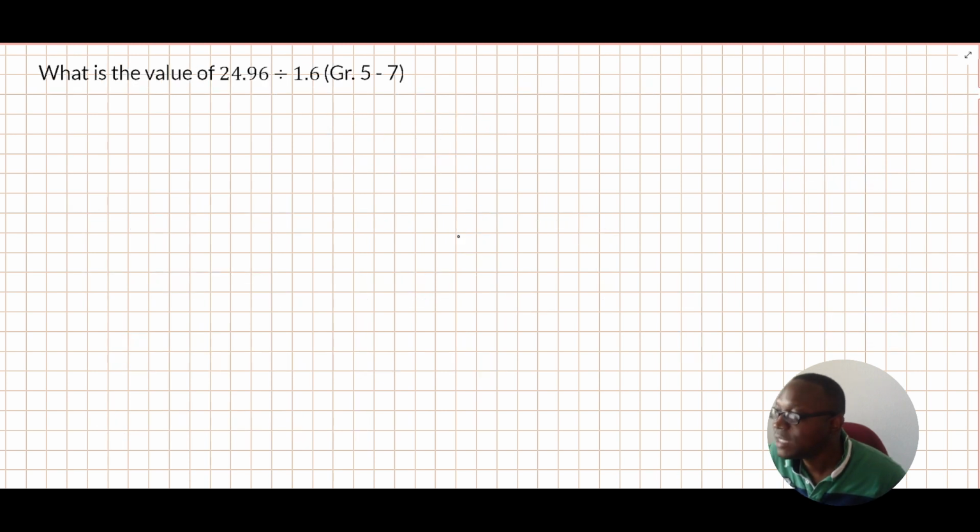The next one is, what is the value of 24.96 divided by 1.6? This is dividing decimals. So we're dividing decimals here. Let me show you a method that I like to use. It's very easy to do. So let's go ahead and do this.